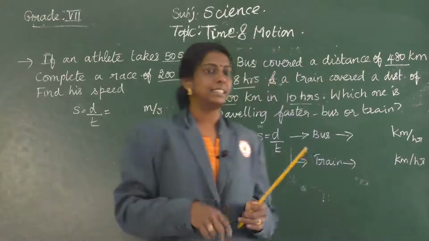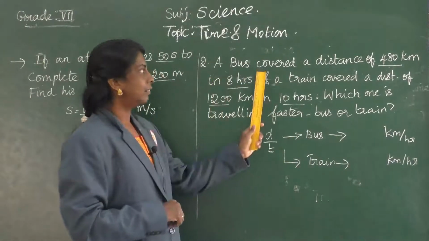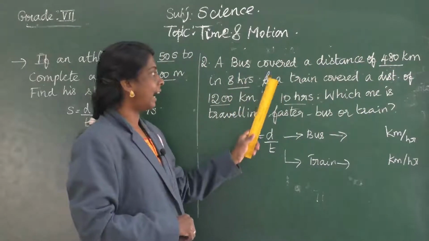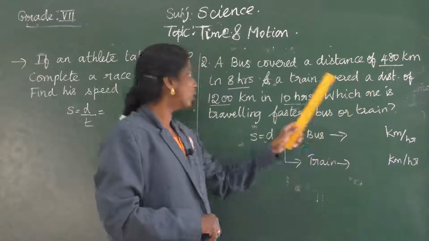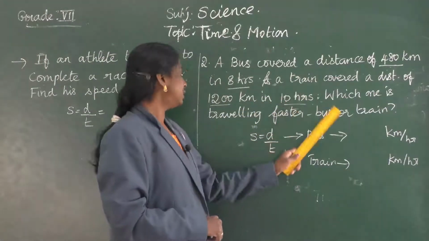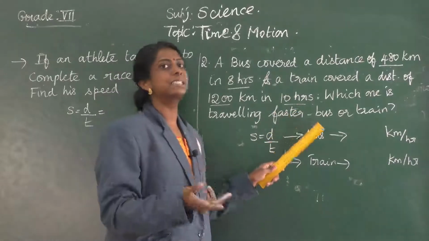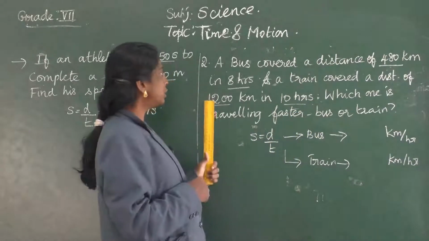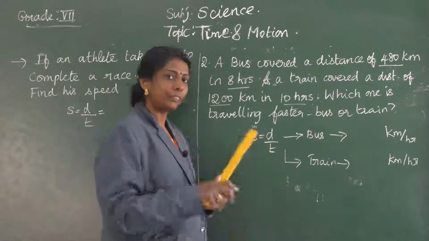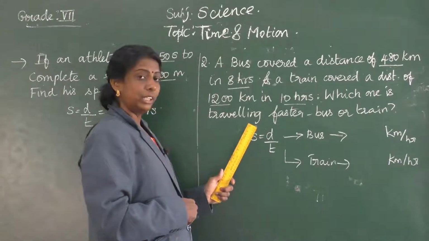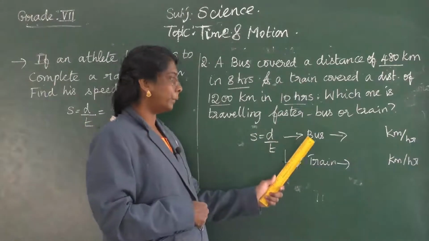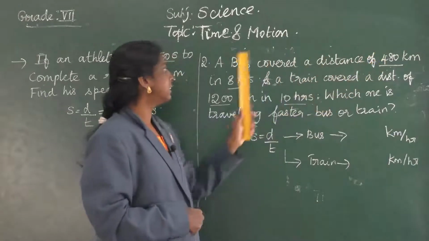Clear? Then the second activity. A bus covered a distance of 480 kilometer in 8 hours and a train covered a distance of 1200 kilometer in 10 hours. Which one is traveling faster, bus or train? How to find? This is 1200 kilometer, this is 480 kilometer. It's not even the same. Apply the formula: speed is equal to distance by time. Same formula. First apply for the bus: distance by time.